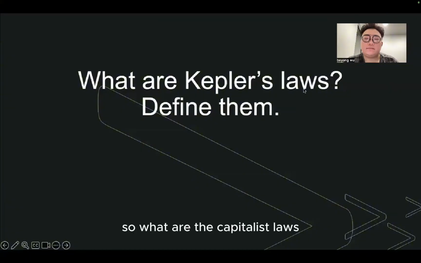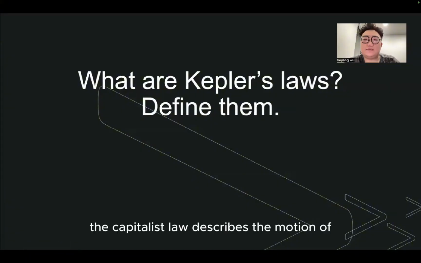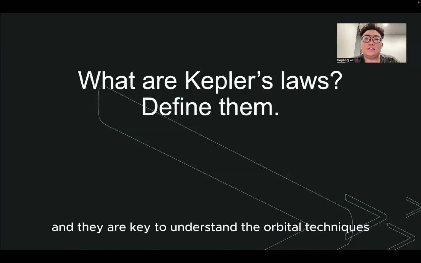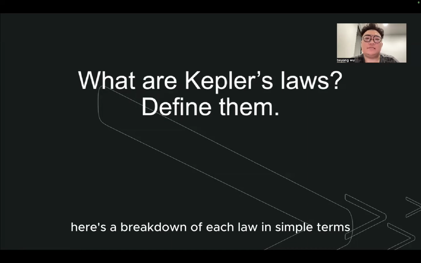So, what are Kepler's laws? Kepler's laws describe the motion of planets around the Sun, and they are key to understanding orbital mechanics. Here's a breakdown of each law in simple terms. The first one is the first law, the law of ellipses.